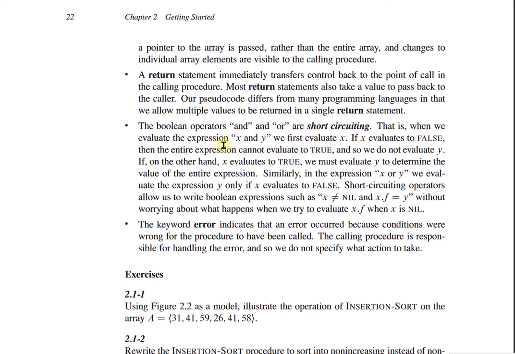If x evaluates to false, then the entire expression cannot evaluate to true, so we do not evaluate y. This is to save time. If on the other hand x evaluates to true, we must evaluate y to determine the value of the entire expression. Similarly, in the expression x or y, we evaluate y only if x evaluates to false. Short circuiting operators allow us to write Boolean expressions such as x not equal to nil and x.f equal to y without worrying about what happens when we try to evaluate x.f when x is nil.